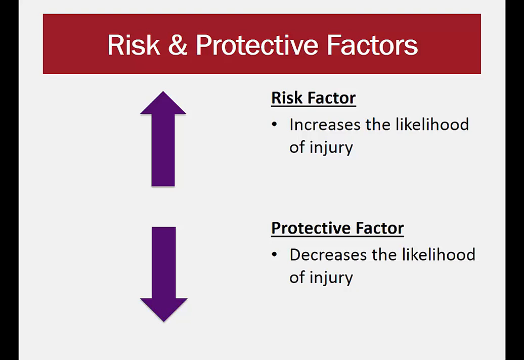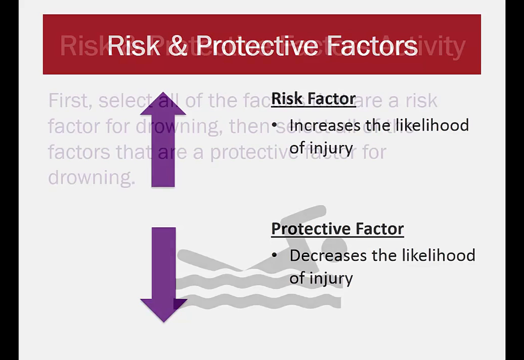A risk factor is an attribute, characteristic, or exposure that increases the likelihood of injury. A protective factor is an attribute, characteristic, or exposure that decreases the likelihood of injury. Let's look at an example using drowning as the injury type.